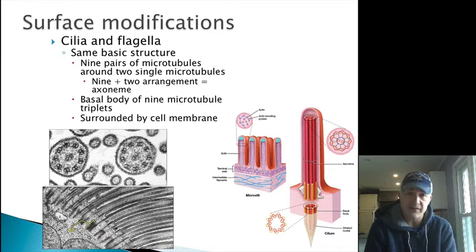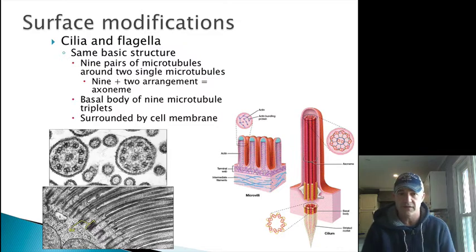They are made up again of these microtubules. They have this 9+2 arrangement, 9 around the outside, 2 in the center. Again, a lot of these movements are by using cellular motors to pull these microtubules in different directions past each other.